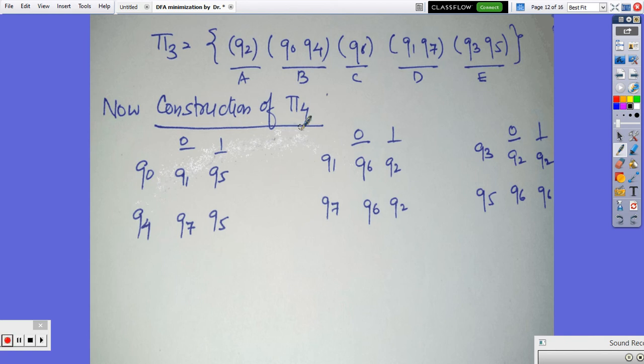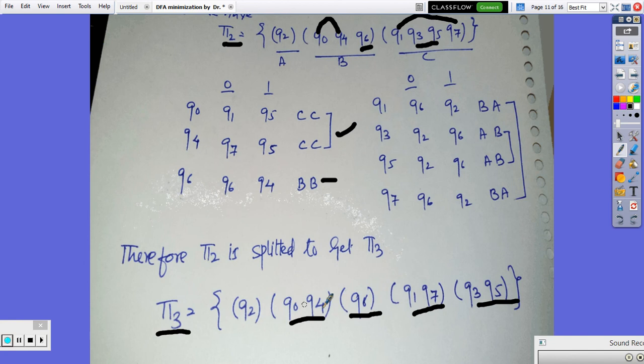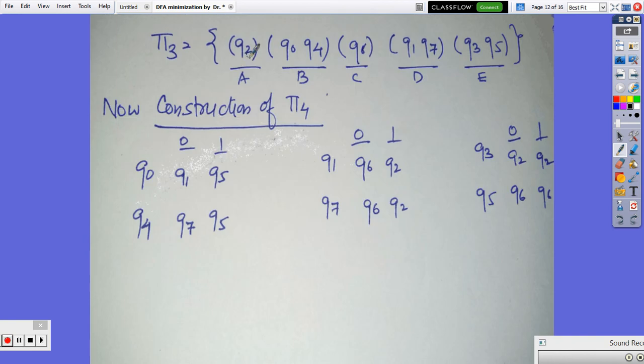So for construction of pi 4, again what we do is, if you see here, we have 1, 2, 3, 4, 5 elements in the pi 3 set, and we have given the names A, B, C, D, E. Now the same way we will find out Q0, Q4.